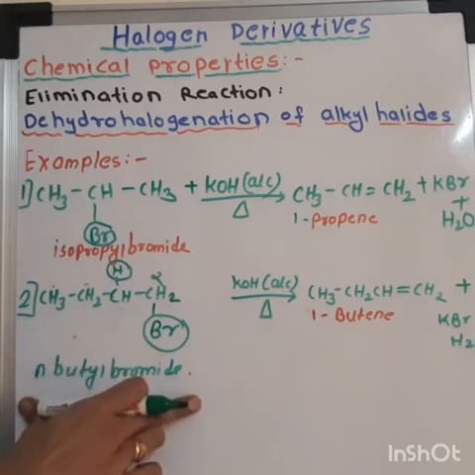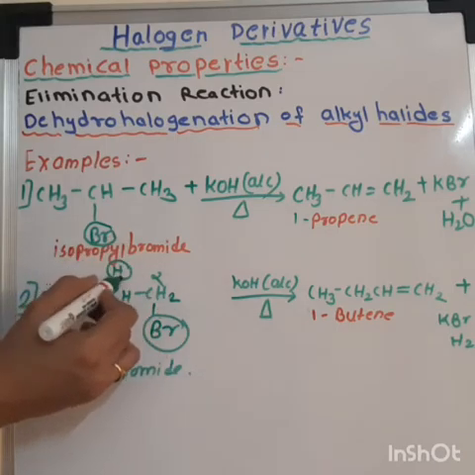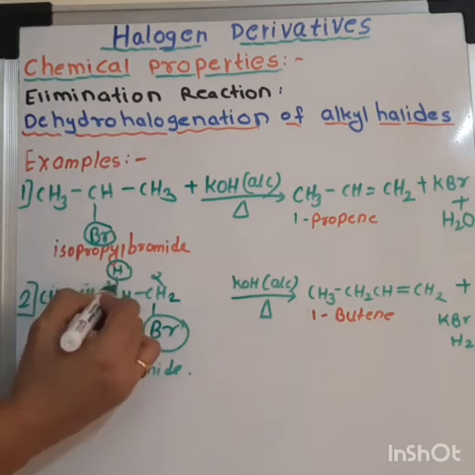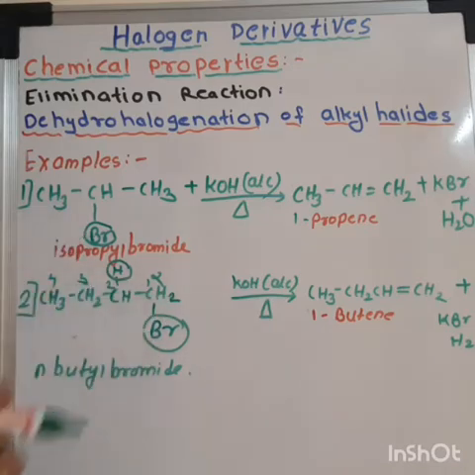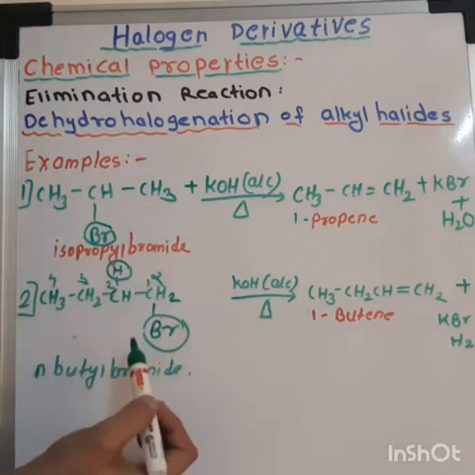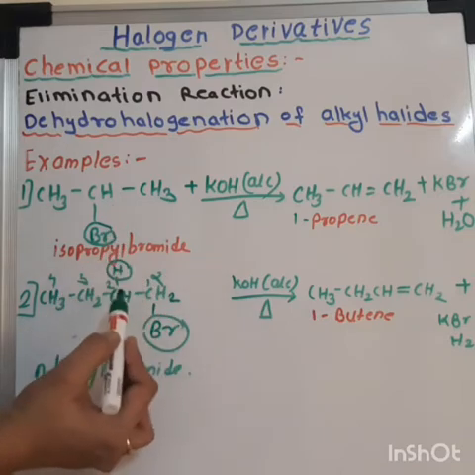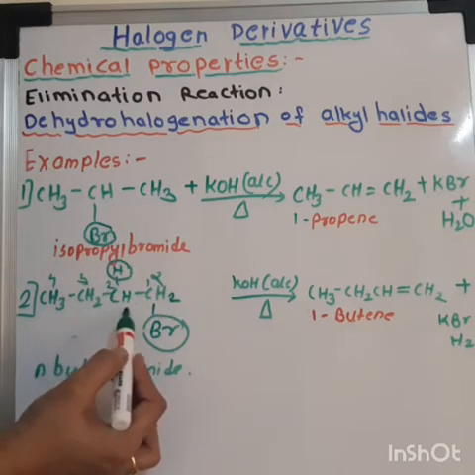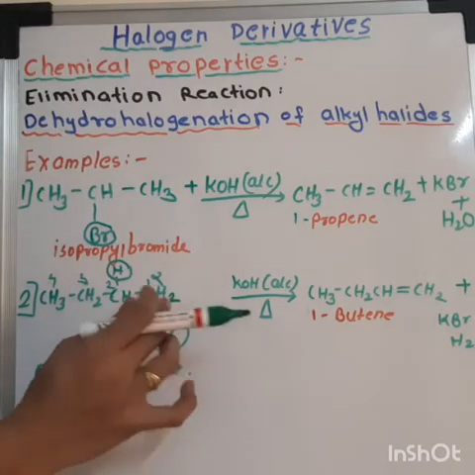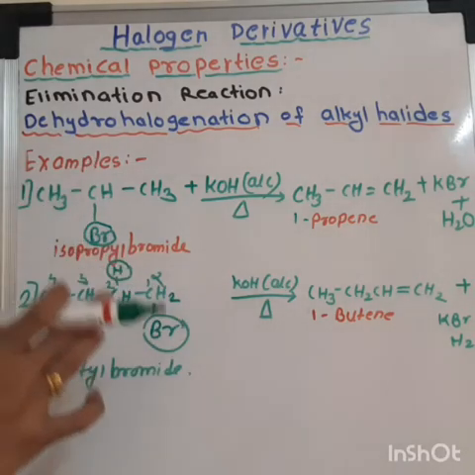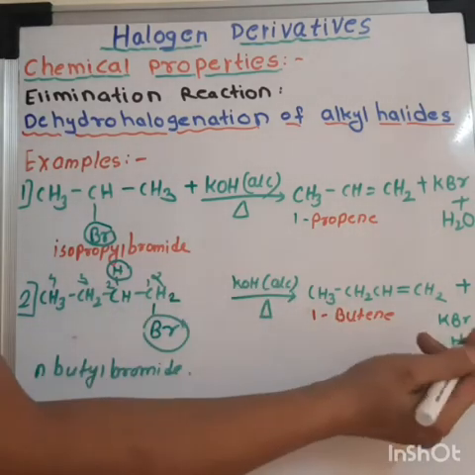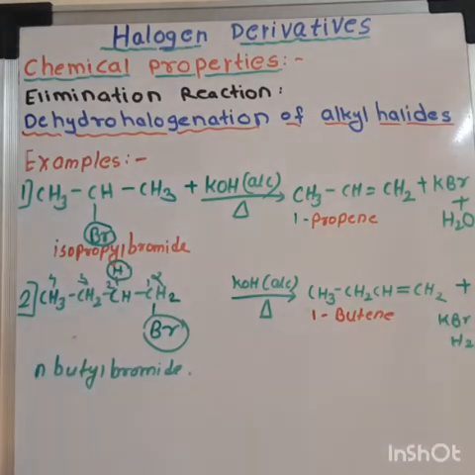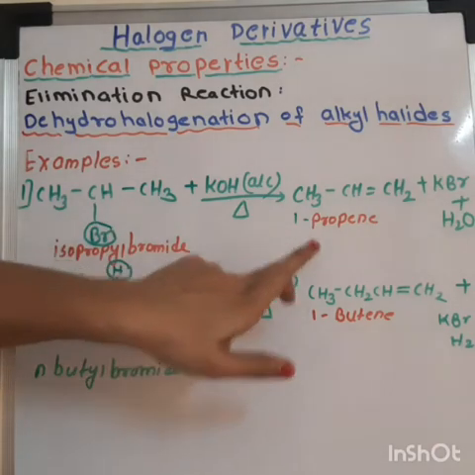So from the N-butyl bromide, only one hydrogen from carbon number 2. If we number it 1, 2, 3 and 4, these are the numbering. So if the elimination is done, only a hydrogen from carbon number 2 is eliminated, as there is no other beta carbon atom attached to this alpha carbon atom. So in this reaction, only one product is there, 1-butene, plus byproducts KBr and H2O. So these are the two examples of dehydrohalogenation of alkyl halides in which only one product is formed.